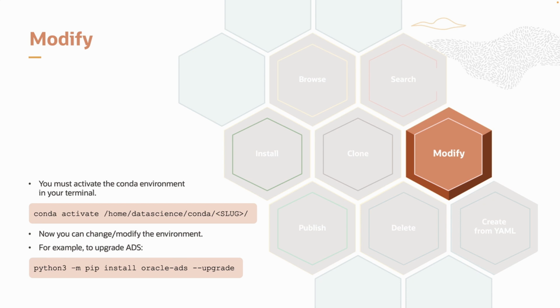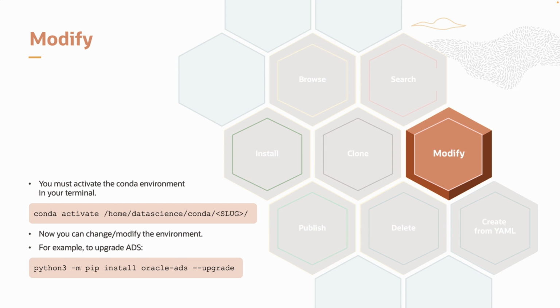So the first thing you need to do is call conda activate and pass the path to the conda environment that you want to work with. By default, it's stored in home data science conda, and then the slug is the folder name. This will, in the terminal, basically activate the conda environment, so any changes you do will change that conda environment only.